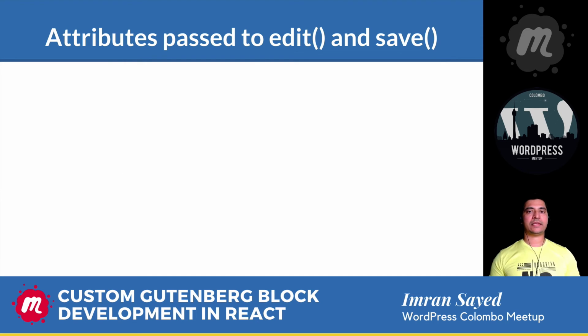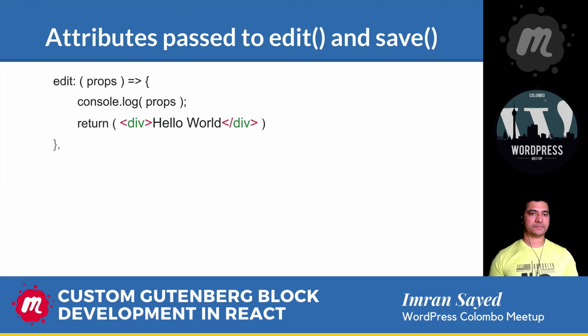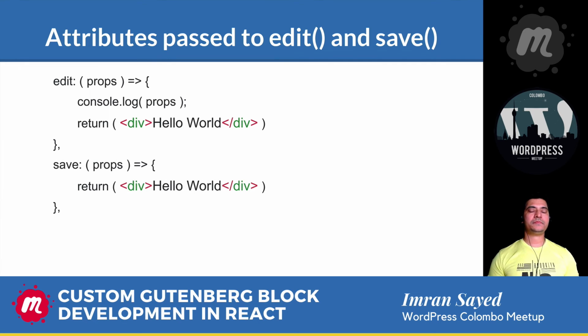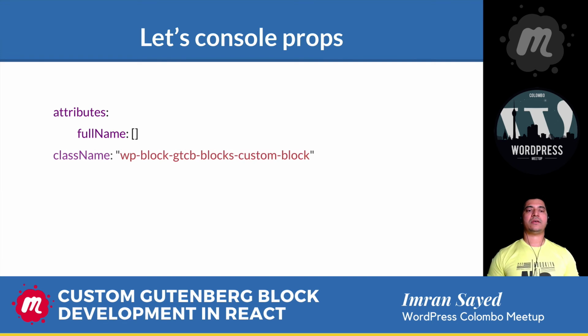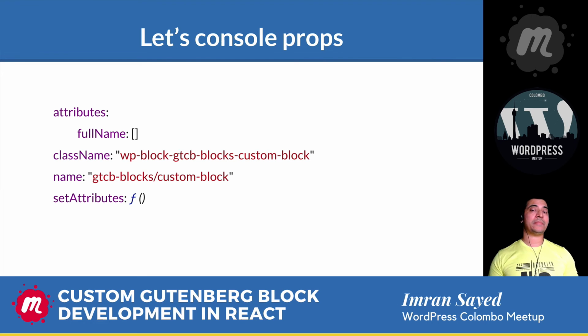Okay, so attributes, like I said, are then passed to the edit and the save method. So if you take a look at the edit method and you console log the props to see what you get, it's going to print out the attributes, the fullName, which is currently an array, there's nothing inside of it, and then you have the className by default. You can see that WordPress is using the block name that you provided at the time of registering the block as the class name by prefixing it with wp-block. Then the name of the block which you registered, and then it also has a method called setAttributes.